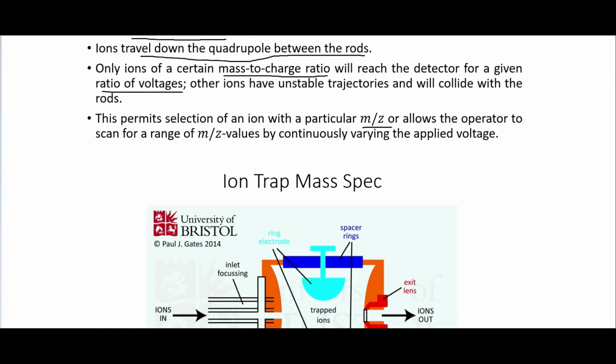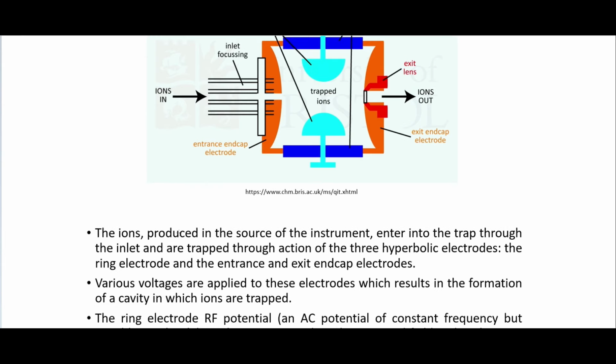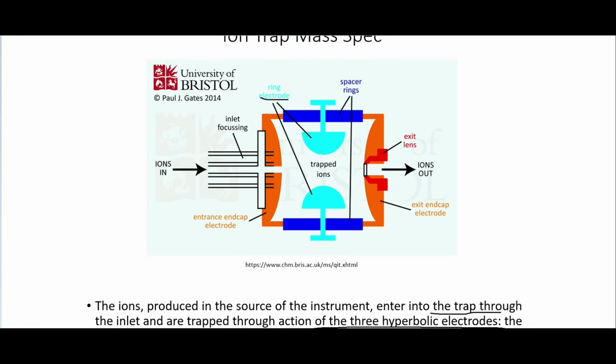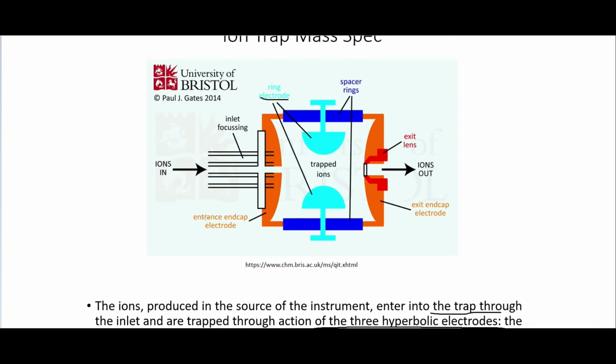Then we also have what's called ion trap mass spec. And so we have a chamber that looks like this. And so the ions produced in the source of the instrument enter into the trap through the inlet and are trapped through action by the 3 hyperbolic electrodes. So that are these blue things here, the ring electrode and the entrance and exit end cap electrodes as well. So we have the entrance end cap and exit end cap electrodes right here.